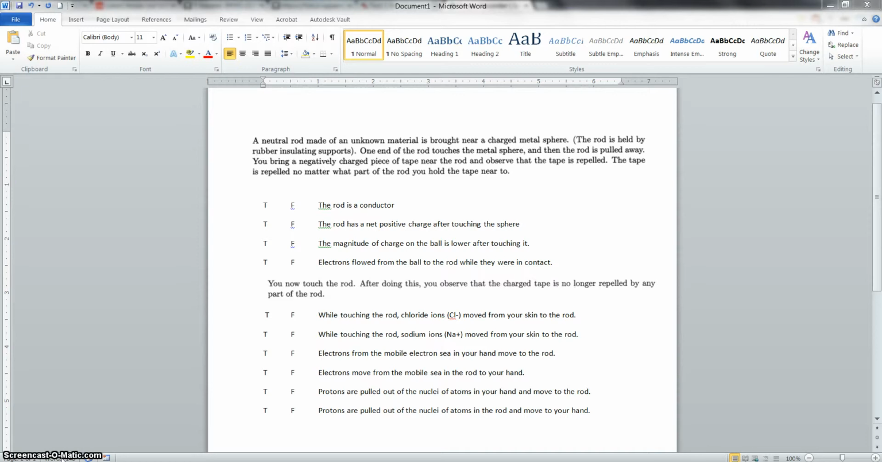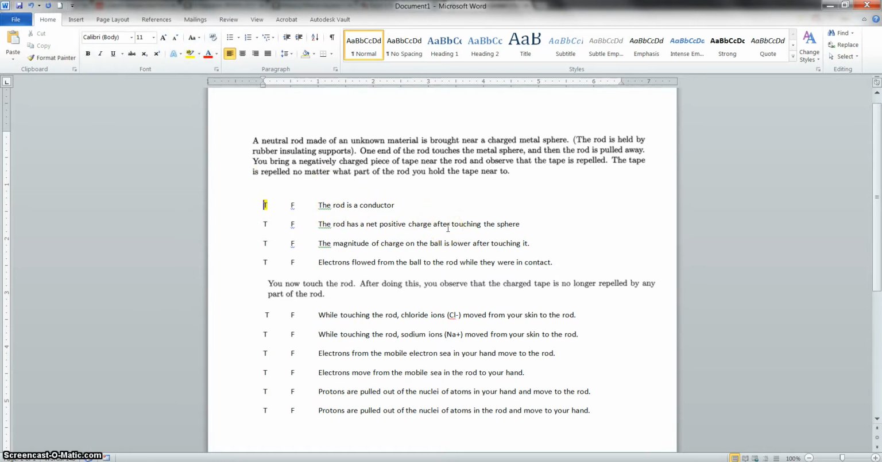So it says that the tape's repelled no matter what part of the rod you hold the tape near to, which means by touching the sphere, the rod has gained a uniform charge all the way around it, which means that it must be a conductor, because not only did it gain a charge from touching the sphere instead of just grounding it, it also gained a uniform charge throughout the whole rod. So that implies that the rod is a conductor. So I'm going to highlight that to show that that's the correct answer. Now I'm going to move on to the next question.